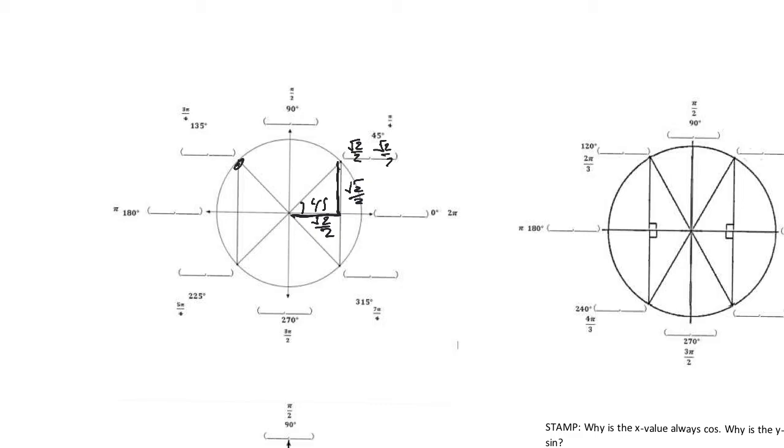Then if I go to this quadrant, I'm going left and then up. So negative square root of 2 over 2, then up square root of 2 over 2. In quadrant 3, they're both negative. And then quadrant 4, I'm going right and down, so it's positive, negative.